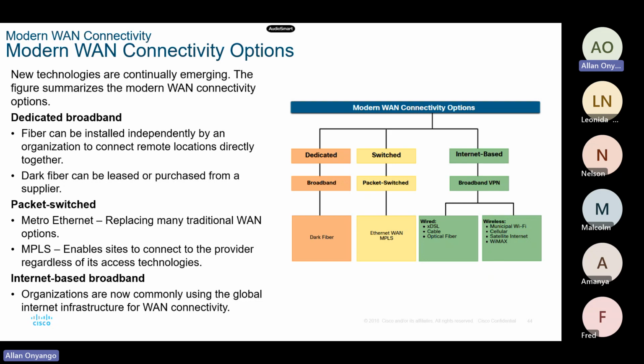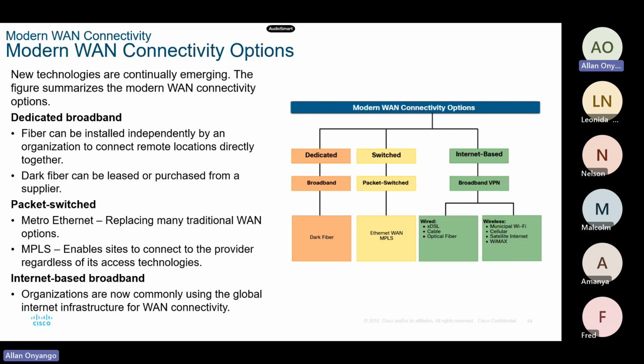But we have just added the broadband, the internet-based connectivity options, where we have the broadband VPNs, which includes things like the xDSL, the cable network, and the fiber optic. Those are wired. Then under wireless, we have the municipal Wi-Fi. We have the cellular technology, the satellite internet connectivity, and we even have WiMAX, the worldwide interoperability for microwave access.